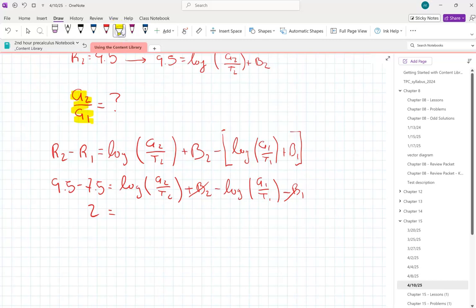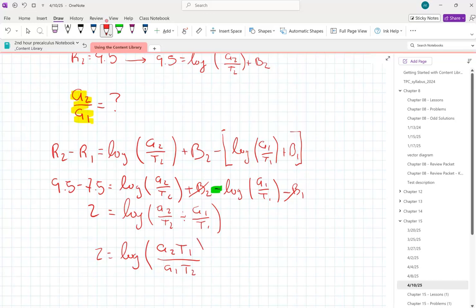So what I'm left with now is a difference of two logarithms, right? I can use the quotient property to rewrite that and condense those two logarithms. And I remember that dividing a fraction is the same as multiplying by the reciprocal. Everybody's okay with that?